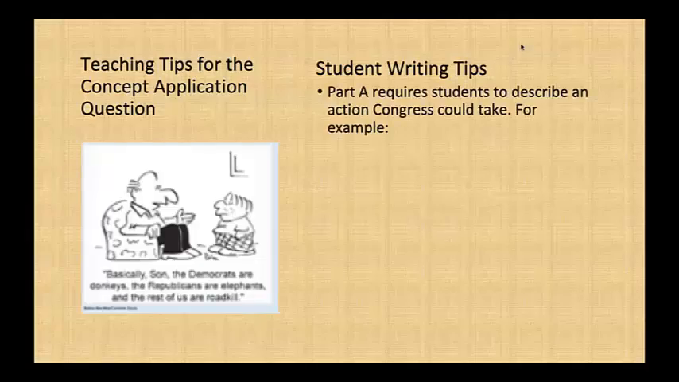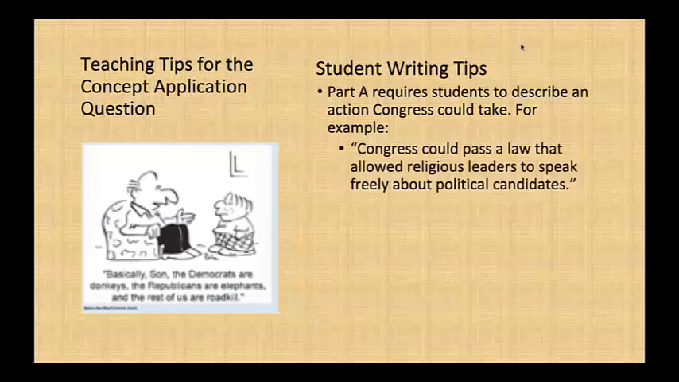Okay, part A is a description of an action Congress could take. So let's take a look at the example. Congress could pass a law that allowed religious leaders to speak freely about political candidates. I like this answer because it's very specific. A lot of kids will just say something like, Congress could pass a law. That doesn't put it in the context of the scenario.